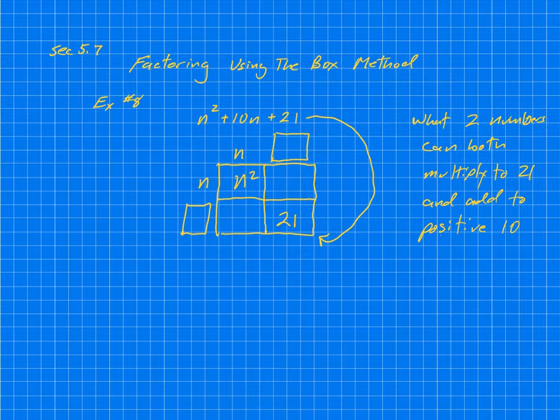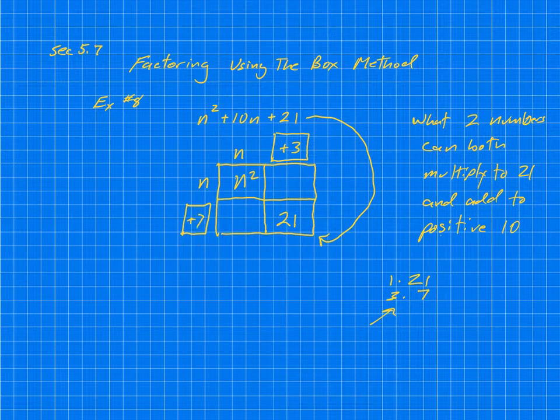So think about 21. 21 is 1 times 21. It can also be 3 times 7. And that's about it. So looking at 1 and 21 and 3 and 7, which of those sets makes you think of 10? Well, hopefully you see that it's the 3 and the 7. It doesn't matter which box I put it in. It's going to be a positive 3 up here, or positive 7 here.